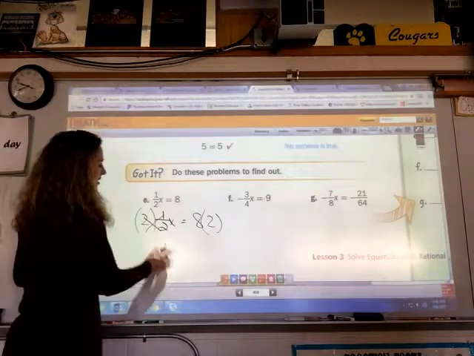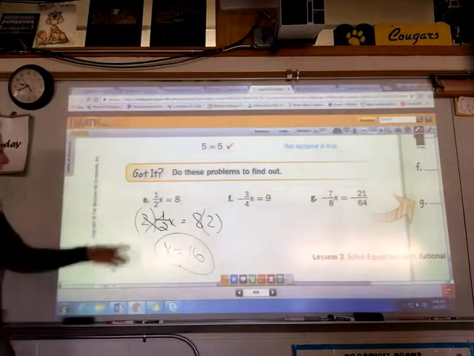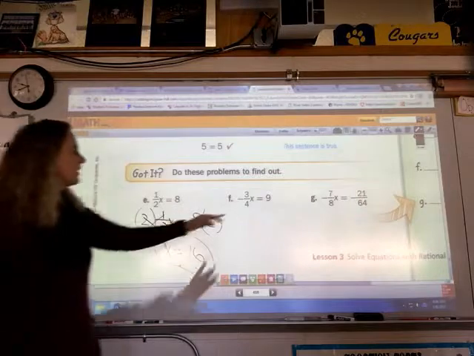So these are going to cancel. x is left. 8 times 2 is 16. I'm going to circle that answer. Now I can check it. 1/2 times 16 should be 8. Okay? Letter F.